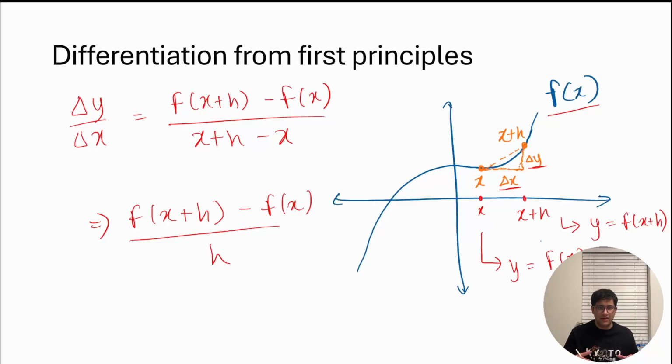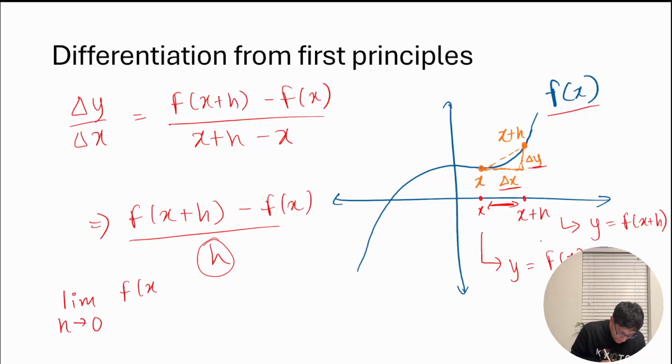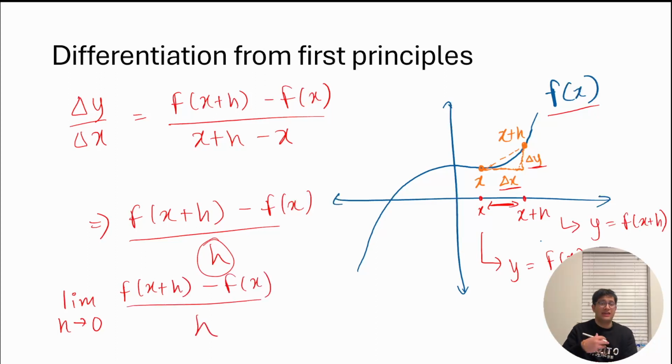Now, where limits come into this is that what we're trying to generalize with the formula is making h, the distance between these two points, infinitely small. So we'll say that the limit as h tends to 0 of f of x plus h minus f of x, over h, will give us the general differentiation, or the gradient, of any function f of x at any point x.